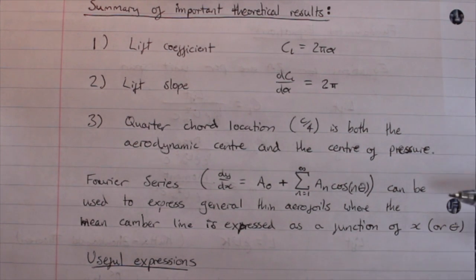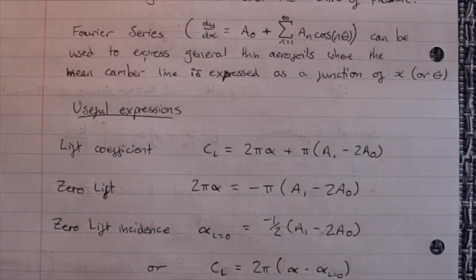We can then use Fourier series to express general thin aerofoils, where the mean camber line is expressed as a function of x or theta. In other words, where the value of dy dx isn't 0, so we've got non-symmetrical aerofoils, we can use this to simplify our equations and make them a little more manageable. And now we've got a few useful expressions that have been derived from this section of the notes.